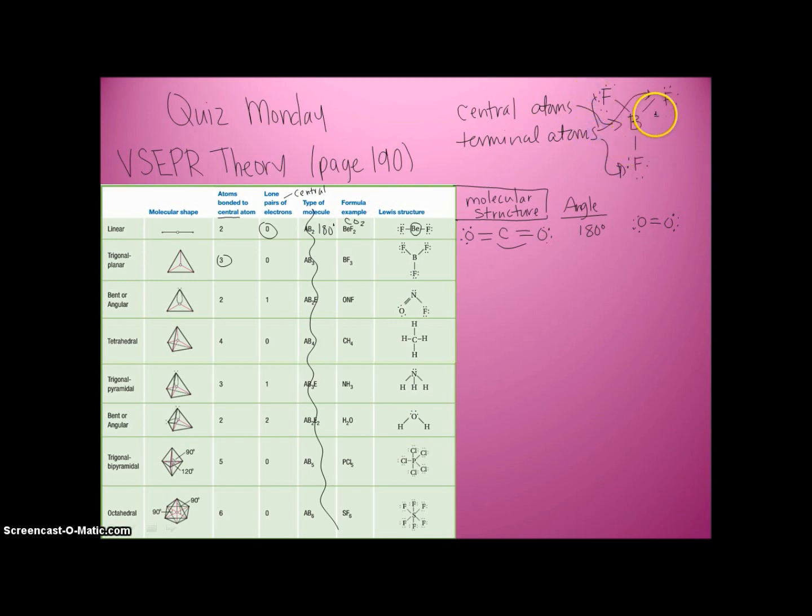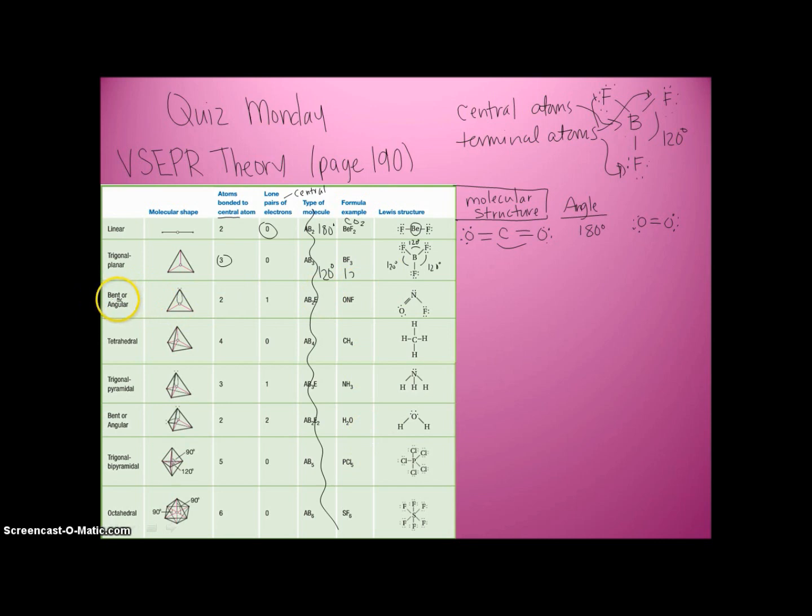All right. This angle right here is 120 degrees. And that's on all three sides. So right in here it's 120 degrees. Right in here it's 120 degrees. And right in here it's 120 degrees. All right. Our next one is bent.